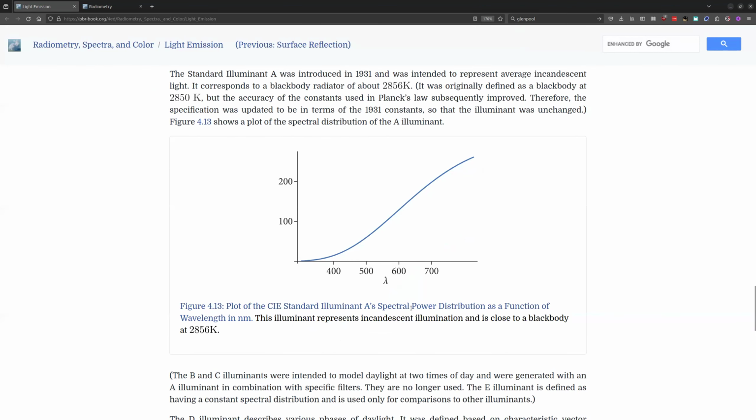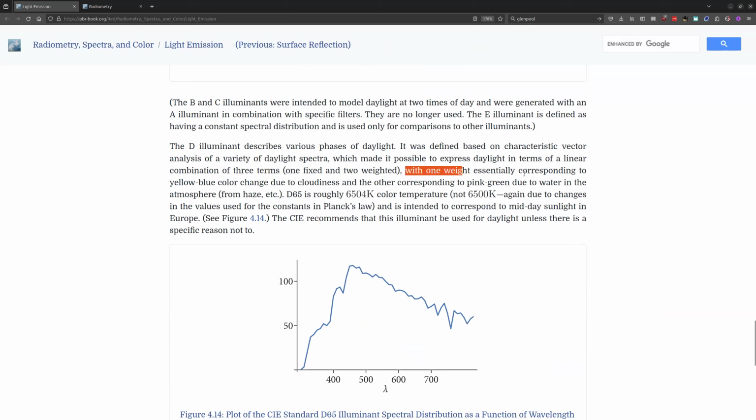Okay. So we have the A illuminant, which is this one, and then we have standard D, which describes phases of daylight, characteristic vector analysis of daylight spectra. It expresses daylight as a linear combination of three terms, with one weight essentially corresponding to the yellow-blue color change due to cloudiness, and the other corresponding to pink-green due to water in the atmosphere.